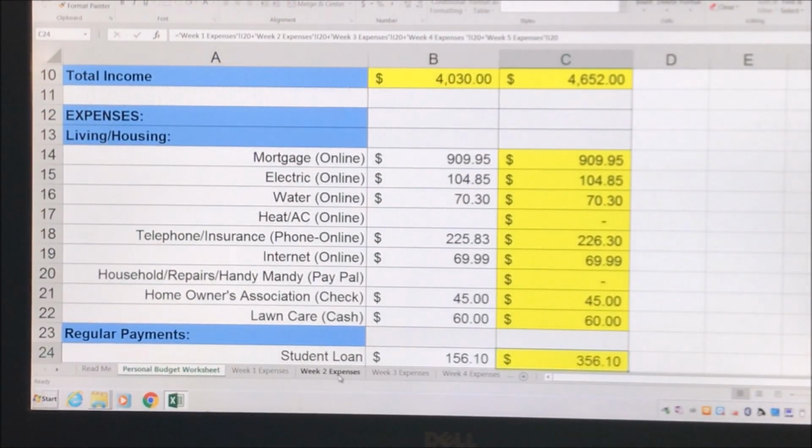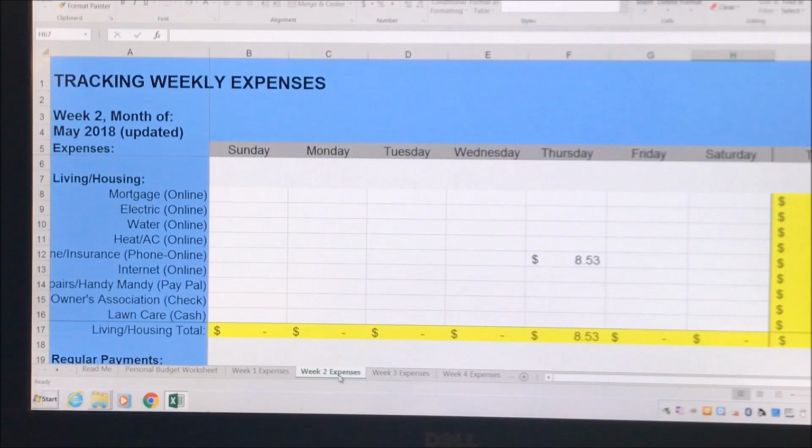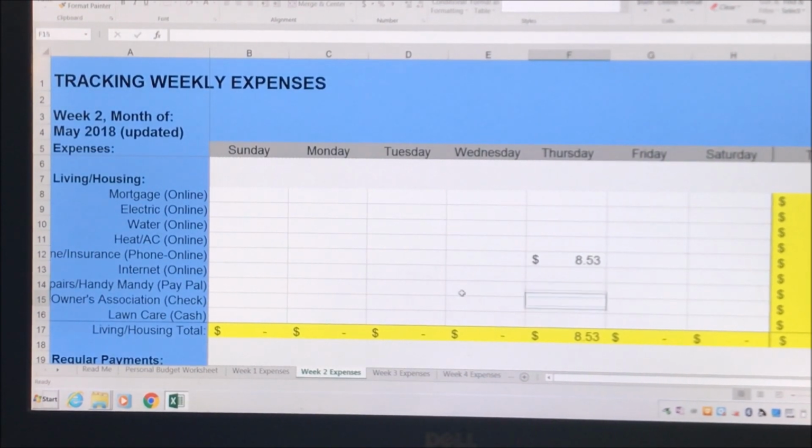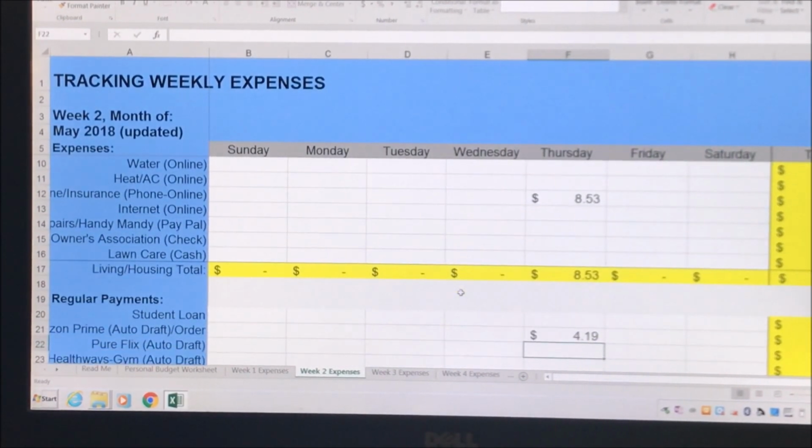So for week 2, we had a real slow week. I didn't have a lot of expenses going out for week 2. For household and living expenses, I only had one thing go out on Thursday of last week, which was the 10th. That was my phone insurance. My cell phone insurance was $8.53. So not a lot of expenses going out there.